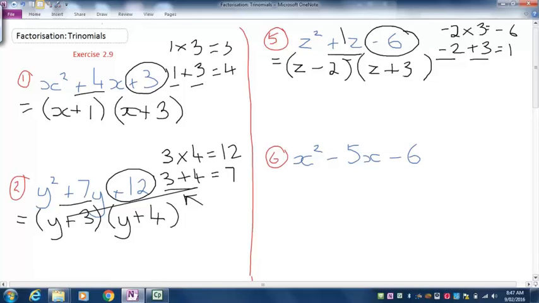Keep in mind that because this is a multiplication, and multiplication will give you the same answer in any order, this factorisation is also correct written the other way around as z plus 3 times z minus 2.